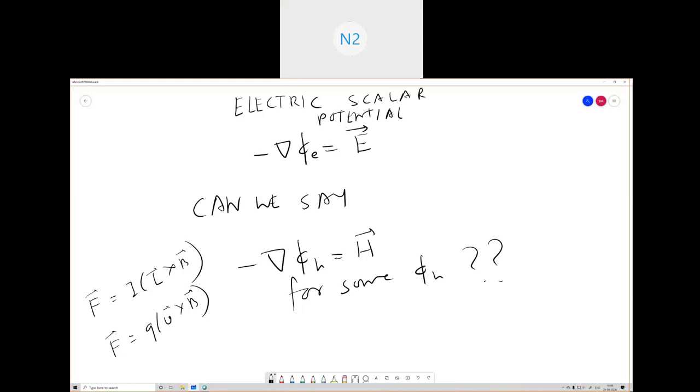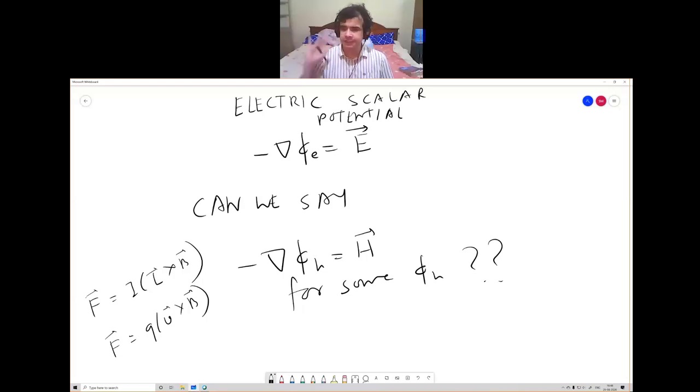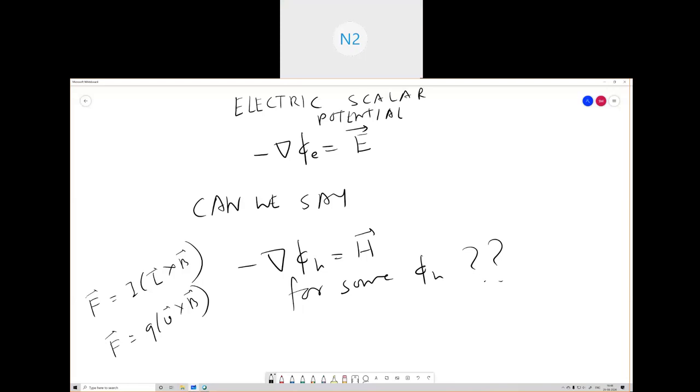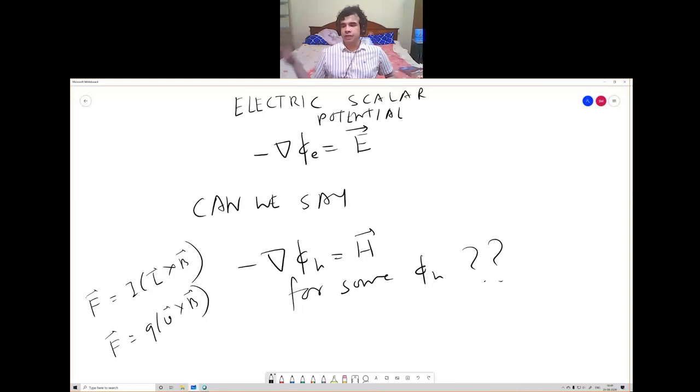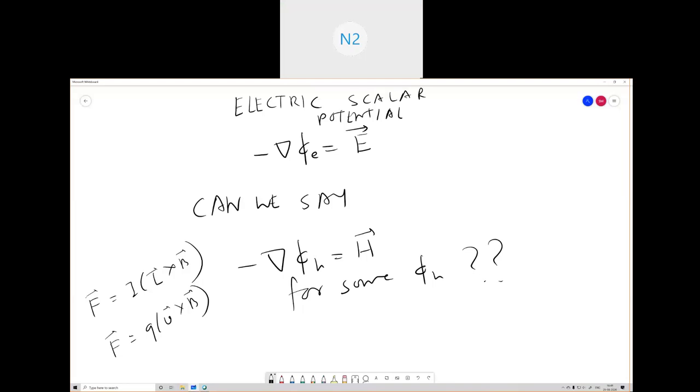We don't need magnetic moments. Can we say this or not? And how to define phi for current comes later. Is it possible that some phi H may exist or not? That's the first question. If it exists, then we will bother how to define it. That comes much later. Can we say that any phi H exists which makes this equation satisfied? That's the first question. If it doesn't exist, why should we bother? If it exists, then we can try finding it.